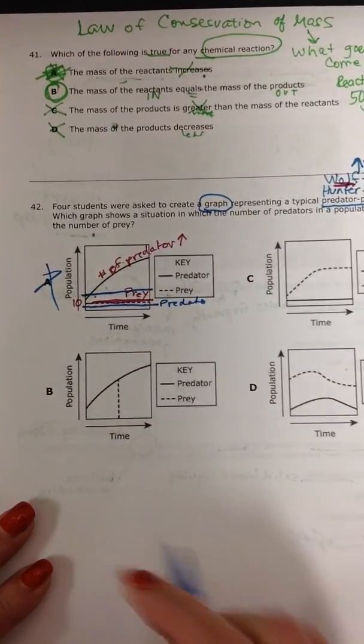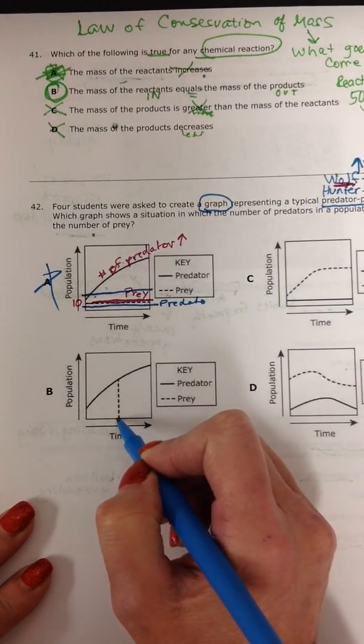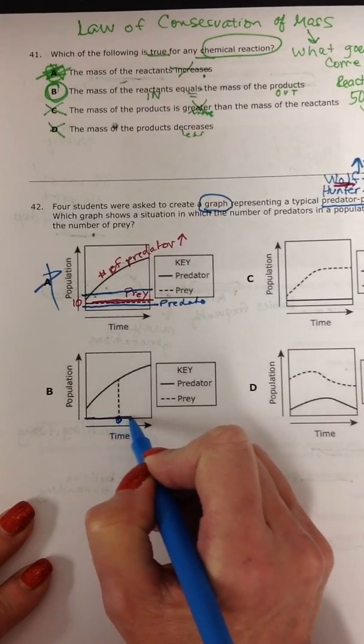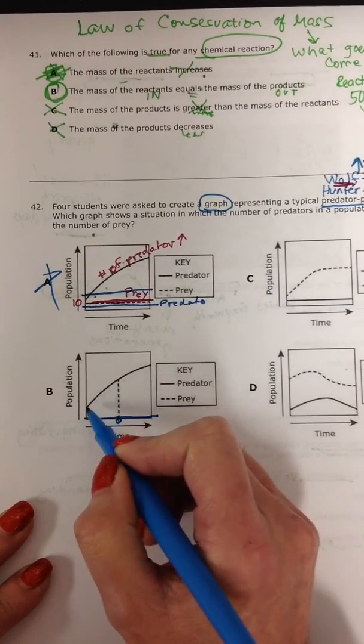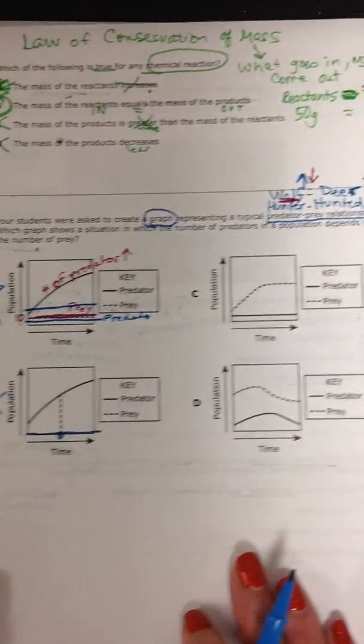Graph B. I don't know what happened here, because this is a 0 line right here. So there's 0 and the increase in predators, that's just totally craziness.